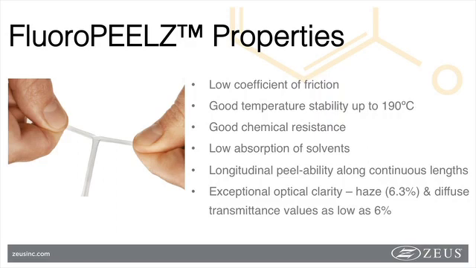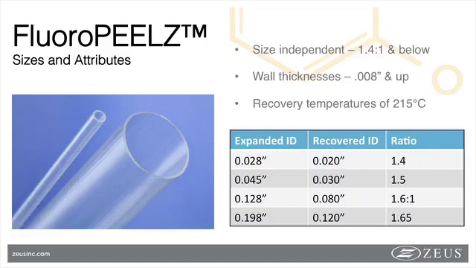As I already mentioned, Fluoropeels has longitudinal peelability along continuous lengths. If the application calls for visual monitoring of the reflow process using the heat shrink, it is important to notice that Fluoropeels has exceptional clarity with haze and diffuse transmittance values as low as 6%. Fluoropeels can be consistently expanded up to 140% of its original diameter, hence the 1.4 to 1 recovery ratio.